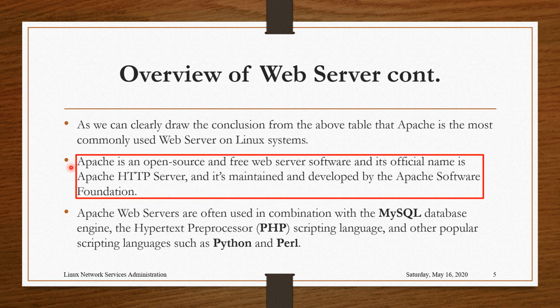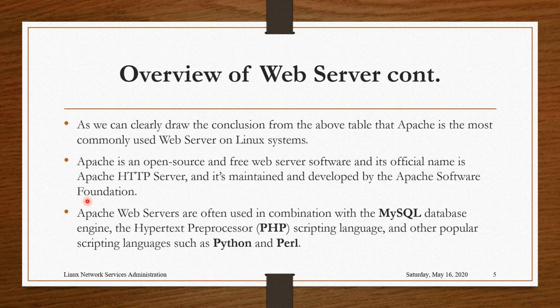Apache is an open source and free web server software, and its official name is Apache HTTP server, and it is maintained and developed by the Apache Software Foundation. Apache web servers are often used in combination with the MySQL database engine, the hypertext preprocessor PHP, that is a scripting language, and other popular scripting languages such as Python and Perl.